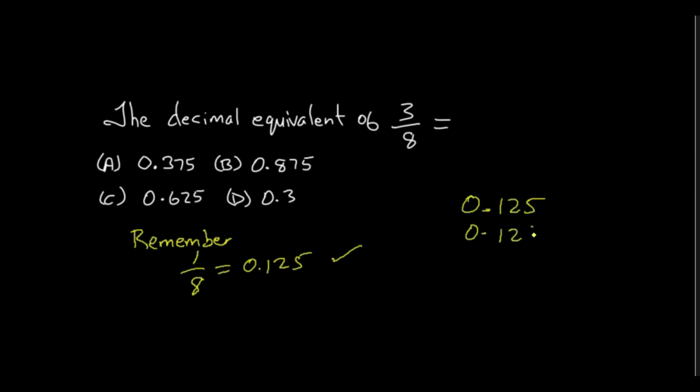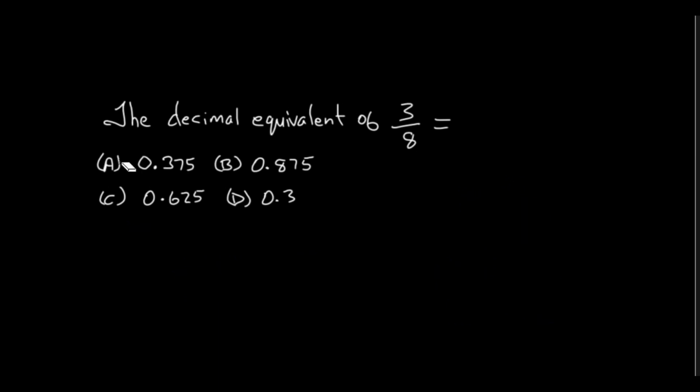If you add another 0.125, that's 2/8. If you add another one, that's 3/8. And adding these up, 5 plus 5 is 10 plus 5 is 15. 2 plus 2 plus 2 is 6 plus 1, 7. 1 plus 1 plus 1, that's 3. That's 0.375. Just remember that 1 divided by 8 is 0.125. Next method. So we found the answer, which is actually A.